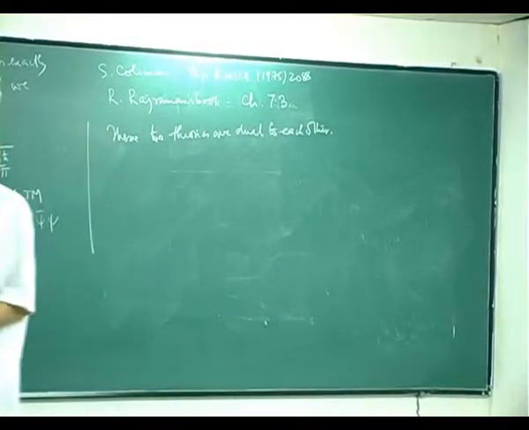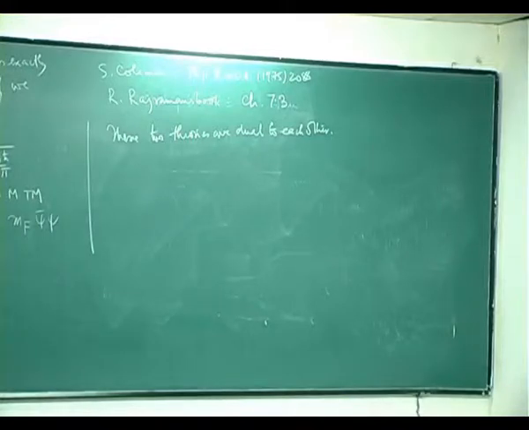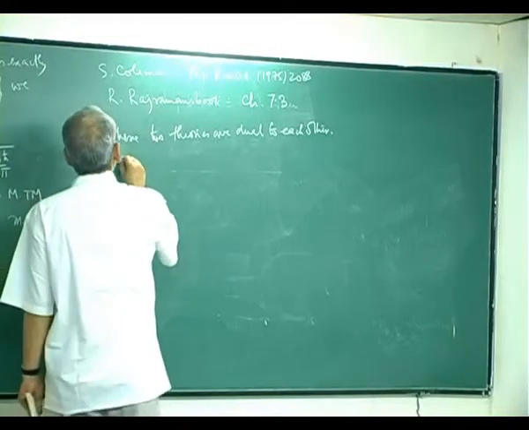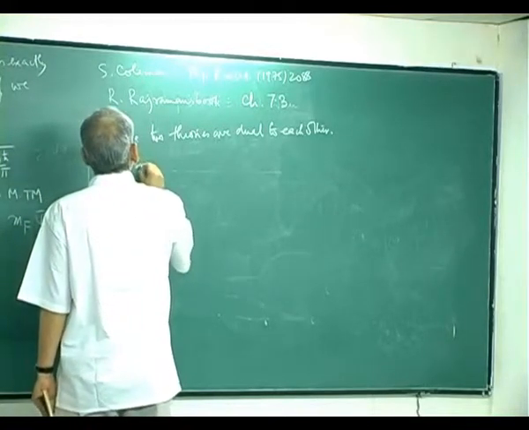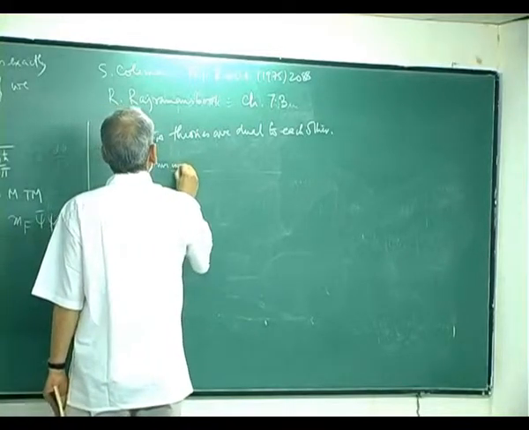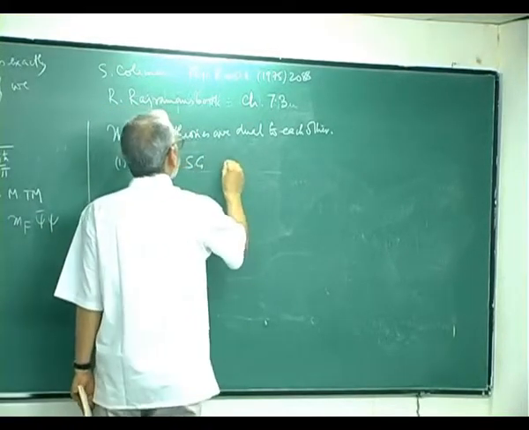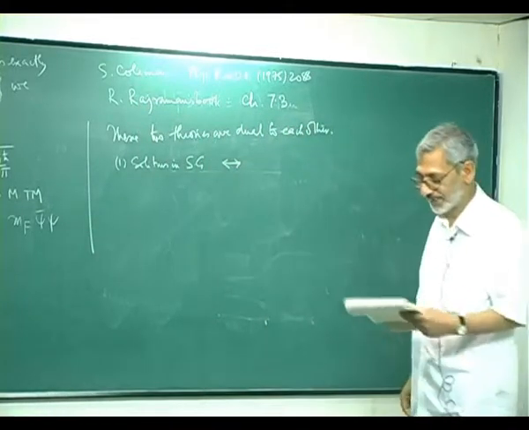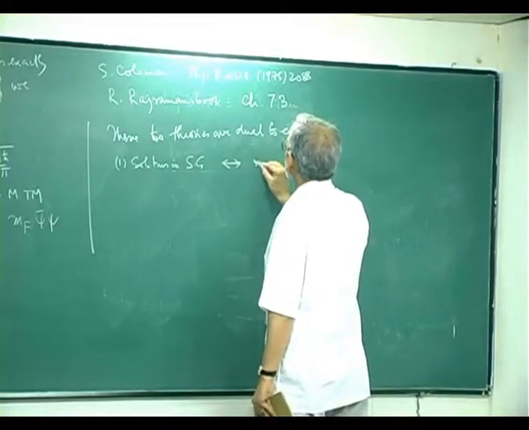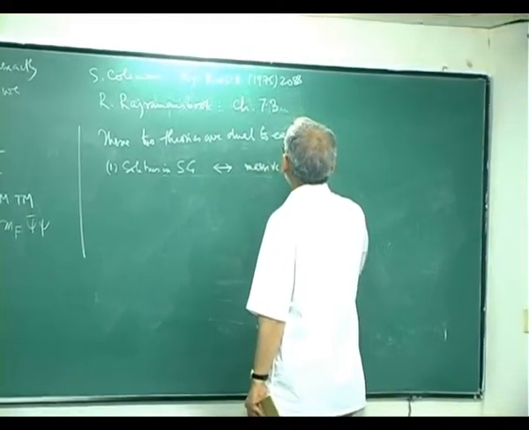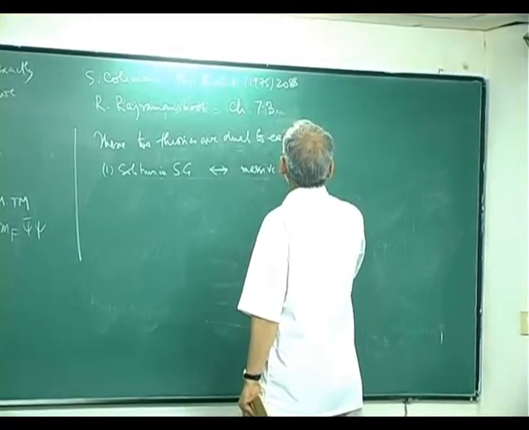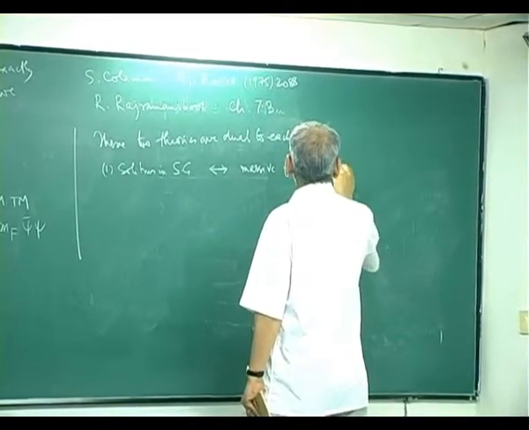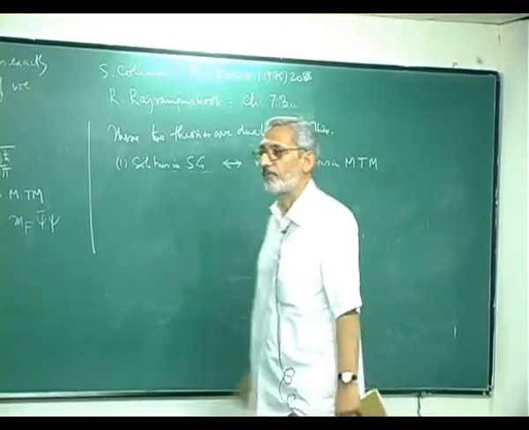Now what does dual to each other mean? Dual to each other means that if you look at one, solitons in Sine-Gordon theory, they correspond to massive fermions in the massive Thirring model.